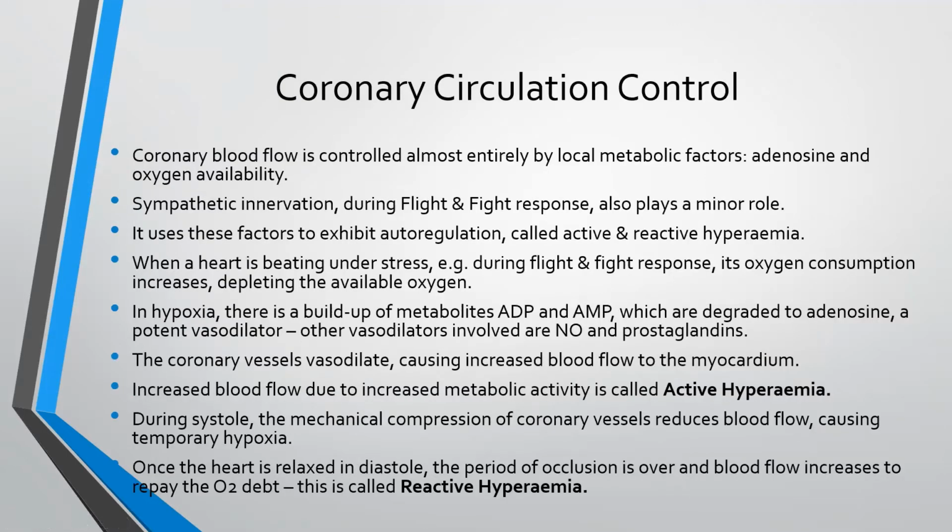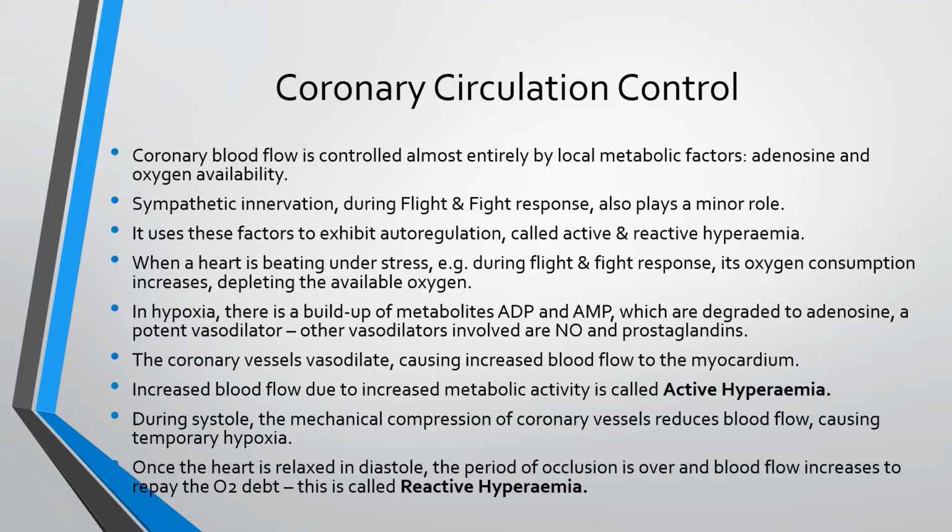So how is the coronary circulation controlled? The blood flow is controlled almost entirely by local metabolic factors. These are such as adenosine and oxygen availability. Also, sympathetic innervation during the fight and flight response plays a minor role. It uses these factors to exhibit autoregulation called active and reactive hyperemia.